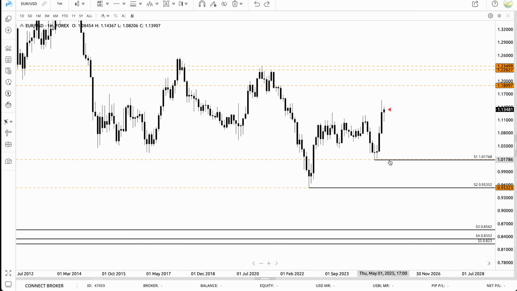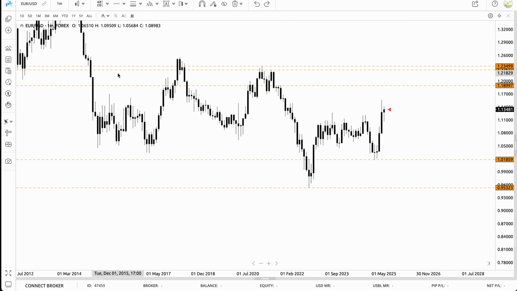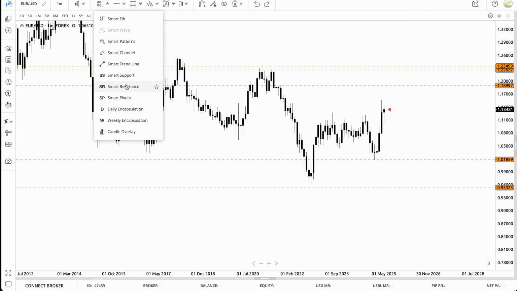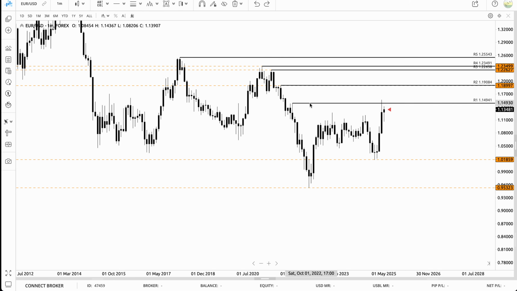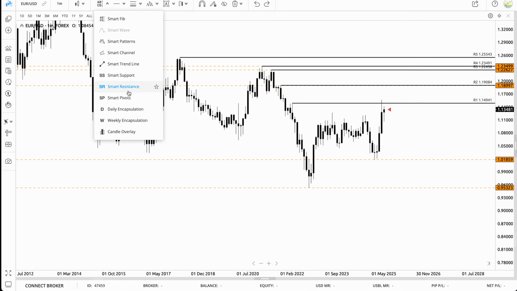And so you'll see support 1, 1.01768, support 2, 0.95352. We're going to check the resistance. And it's still picking up the old resistance, but we have a new high that looks to have been formed. So I'm not going to catch that here. You'll see resistance 2, resistance 3, resistance 4. We picked up. I'm not going to go beyond 4 just because this is a monthly time frame.